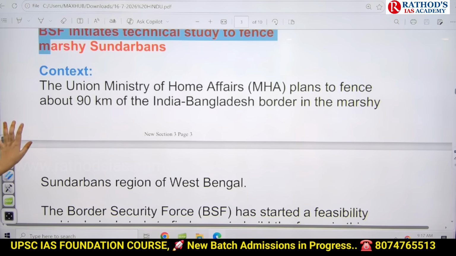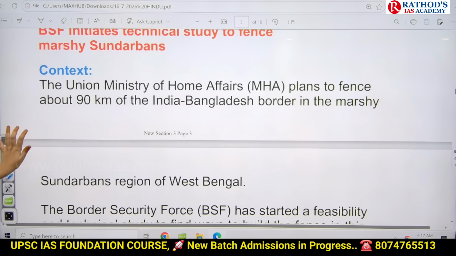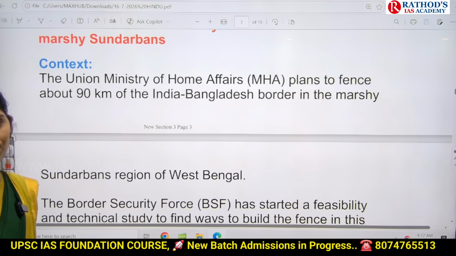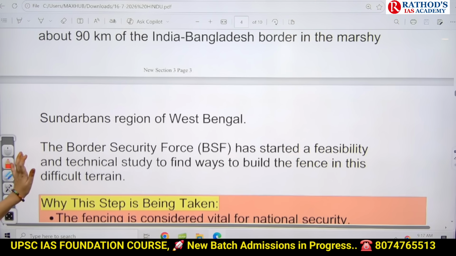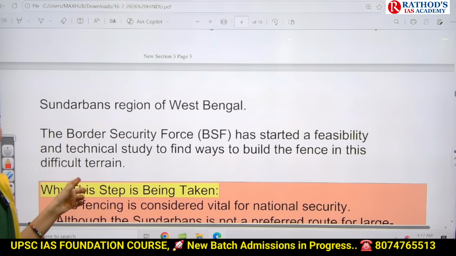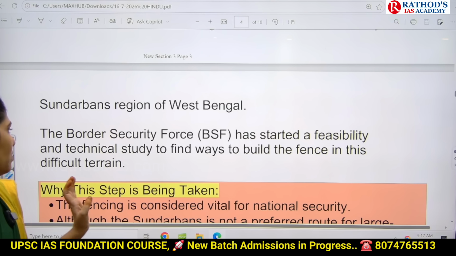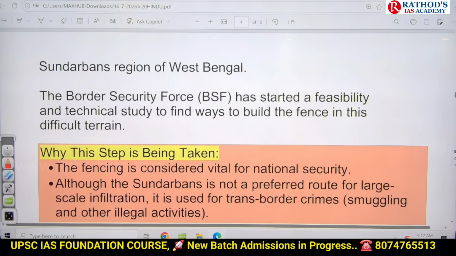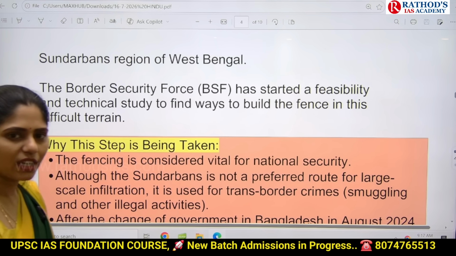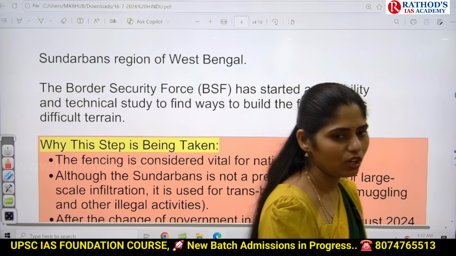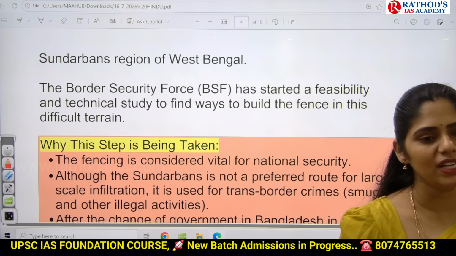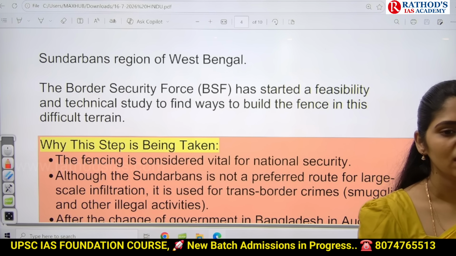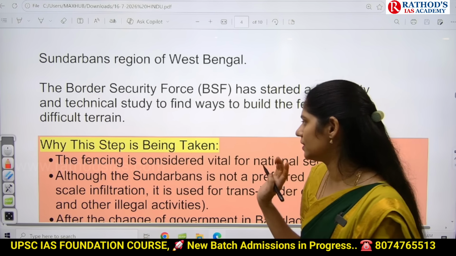Our Union Ministry of Home Affairs plans to fence about 90 kilometers of the India-Bangladesh border in the marshy Sundarban region of West Bengal by using these special trees called Sundari trees. Okay, and now the BSF, that is the Border Security Force, has started a study related to feasibility, whether we can build a fence or not. So economically, is it viable or not? Ecologically, is it feasible or not? They are going to see this.